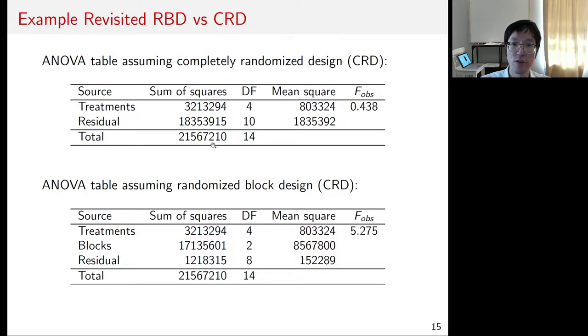This slide just lays out the key difference between these two ANOVA tables. The first is the ANOVA table from the last slide, which assumes it's a CRD. And then below is the ANOVA table assuming it is an RBD. Excuse me, there's a typo. There should be RBD here, randomized block design. So this shows clearly that this sum of squares, which is about 1.8 million, breaks down into the block sum of squares plus the residual sum of squares in the table below. You notice the blocks explain the huge amount of the variability among the response, and so it really brought down the estimate for sigma squared, which allows us to draw the correct conclusion.